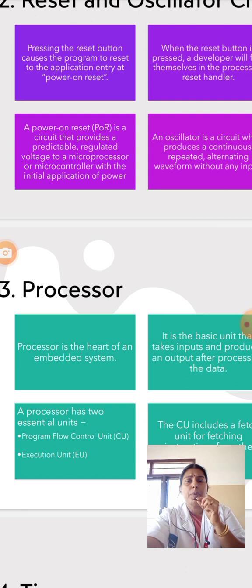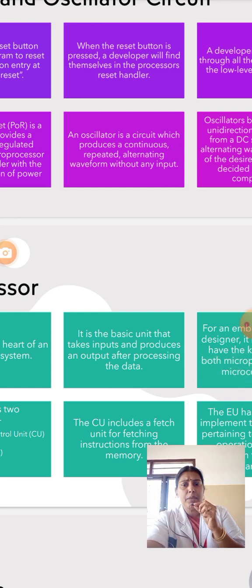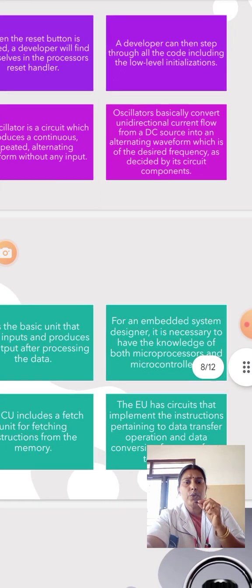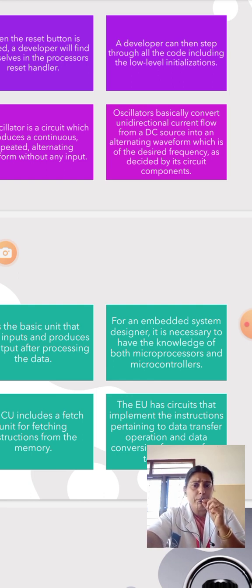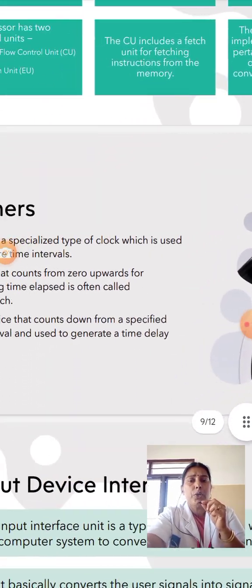Coming to the processor, it is the heart of an embedded system. A processor has two essential units, program flow control unit and execution unit. It is the basic unit that takes input and produces an output after processing the data. The control unit includes a fetch unit for fetching the instructions from the memory, and the execution unit has circuits that implement the instructions pertaining to the data transfer operation and data conversion. For an embedded system designer, it is necessary to have the knowledge of both microprocessors and microcontrollers.